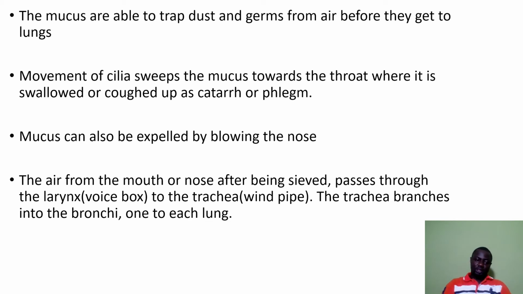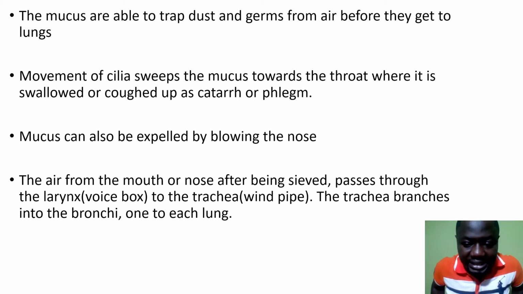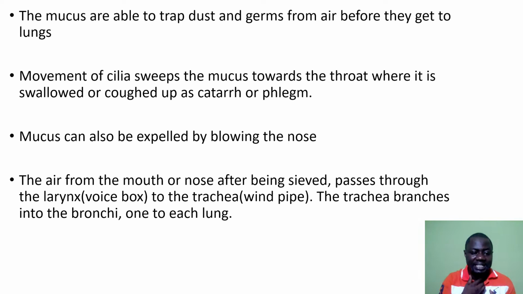Okay, air enters through the mouth or the nose into the nasal cavity, and in the nasal cavity we have cilia, which secrete mucus, and they trap the dust and the germs. Now, the movement of cilia sweeps the mucus towards the throat, where it is swallowed or coughed out as catarrh or phlegm. So when the cilia in the nasal cavity sweep the mucus towards the throat, you can either swallow it sometimes or bring it out as phlegm.